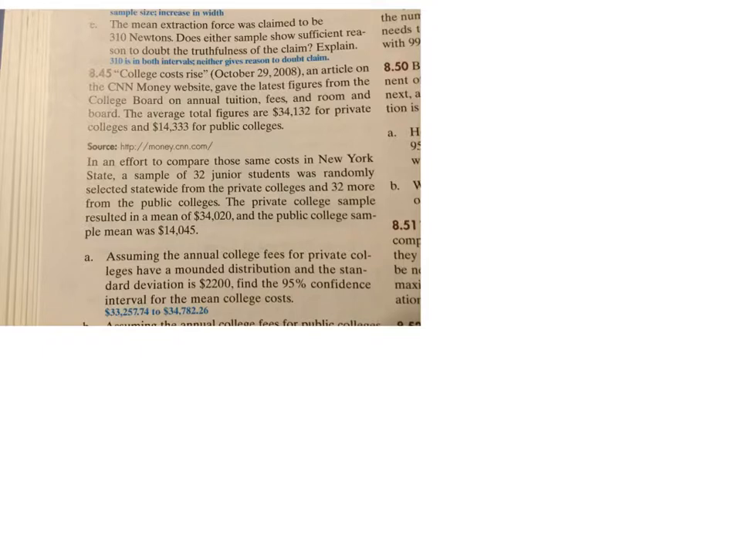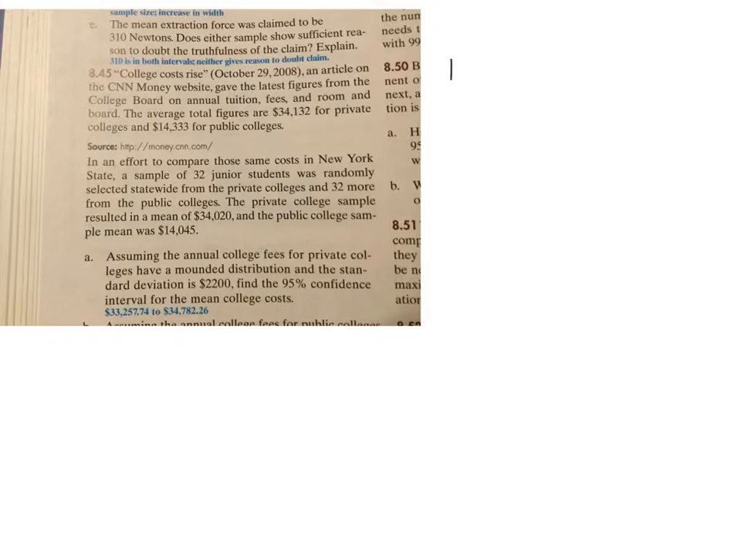College costs rise. An article on the CNN Money website gave the latest figures from the College Board on annual tuition, fees, and room and board. The average total figures are $34,132 for private colleges and $14,333 for public colleges. In an effort to compare those same costs in New York State, a sample of 32 junior students was randomly selected statewide from private colleges.